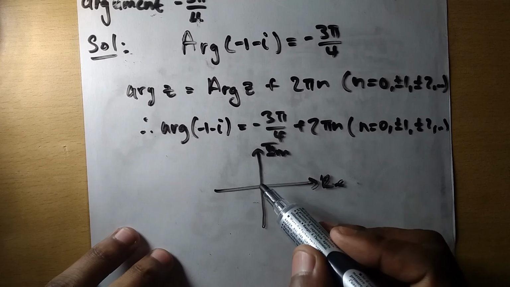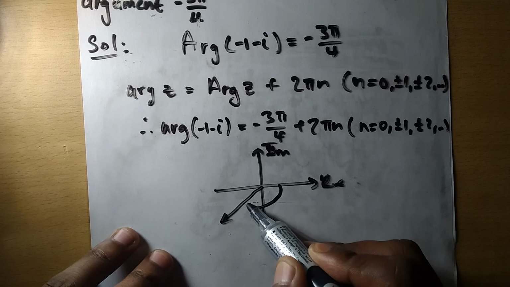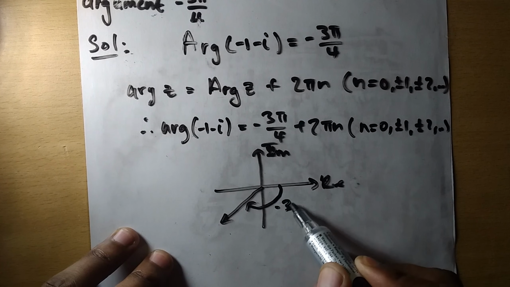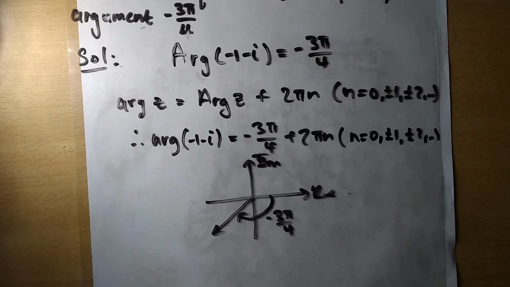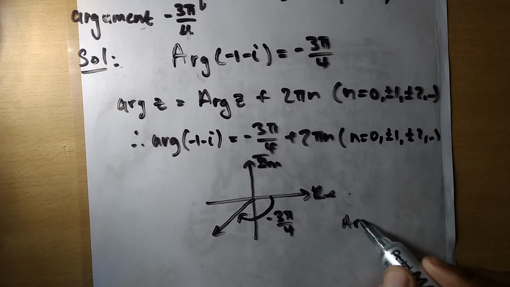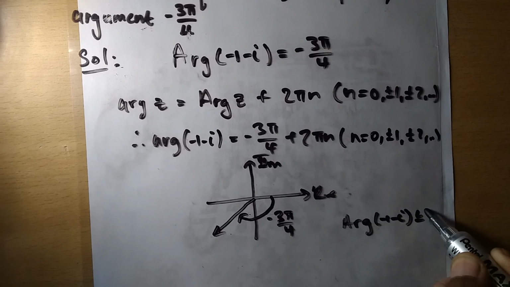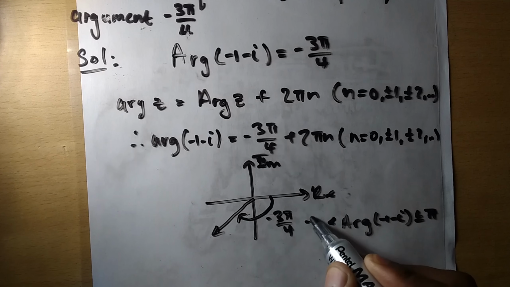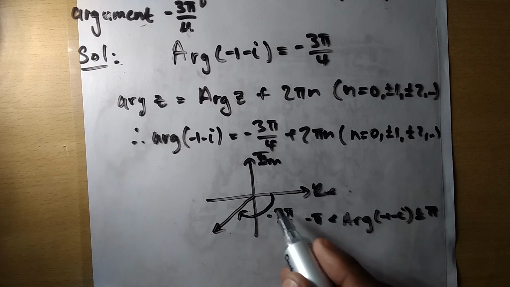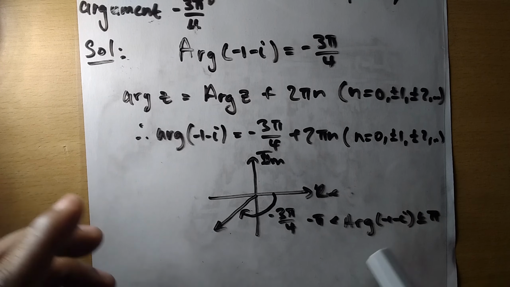Now they say this lies on the third quadrant, meaning that the angle from here to here is -3 pi over 4, which in essence means that the argument of -1 minus i lies between this and -pi, which is true because this is less than that. Oh, bigger than that, because it's a negative. It's bigger than that.